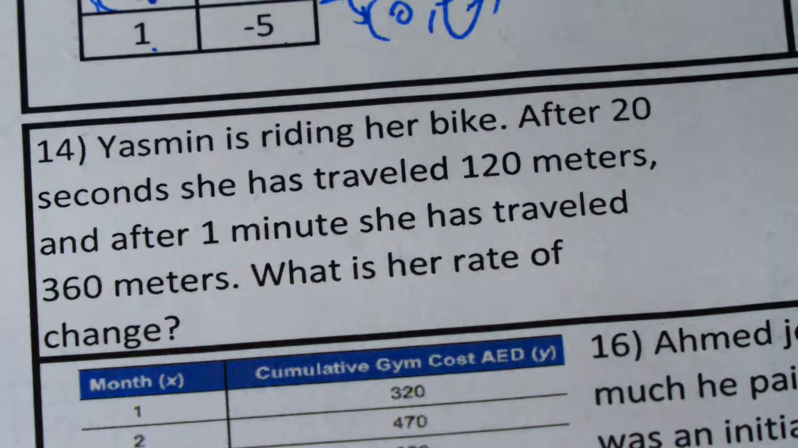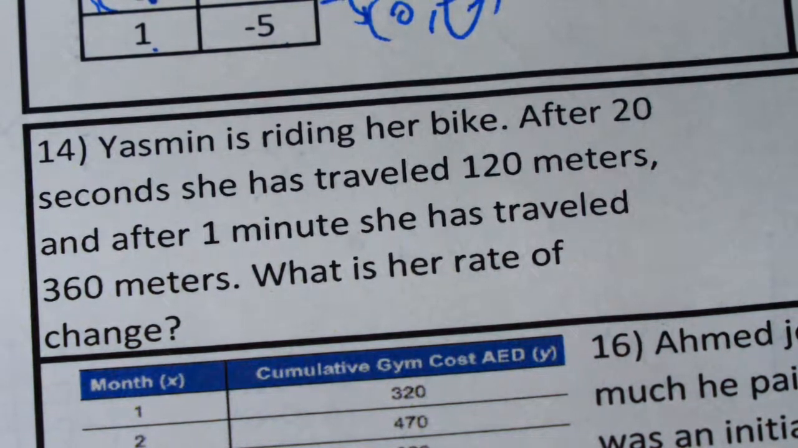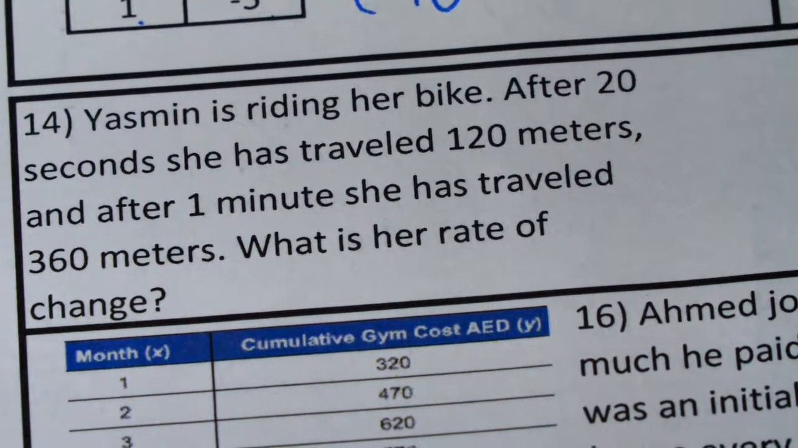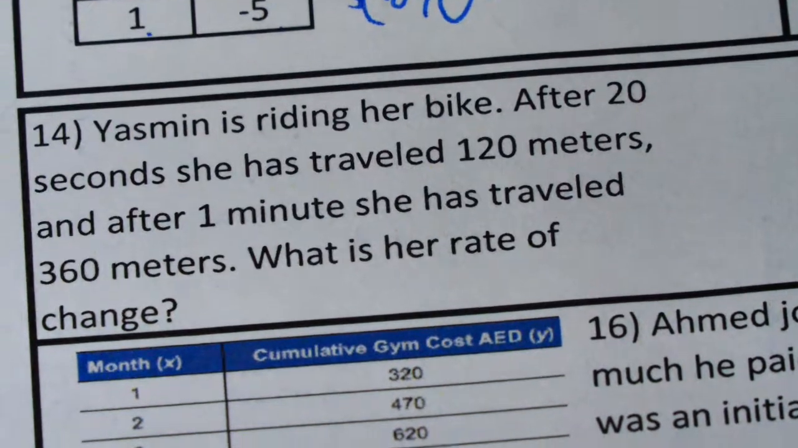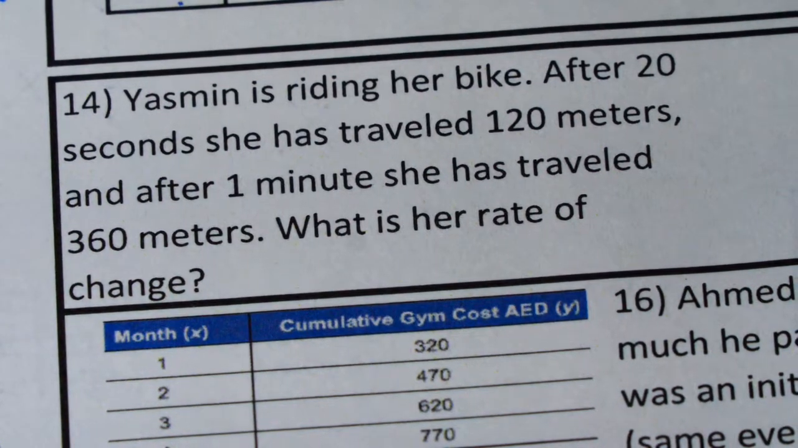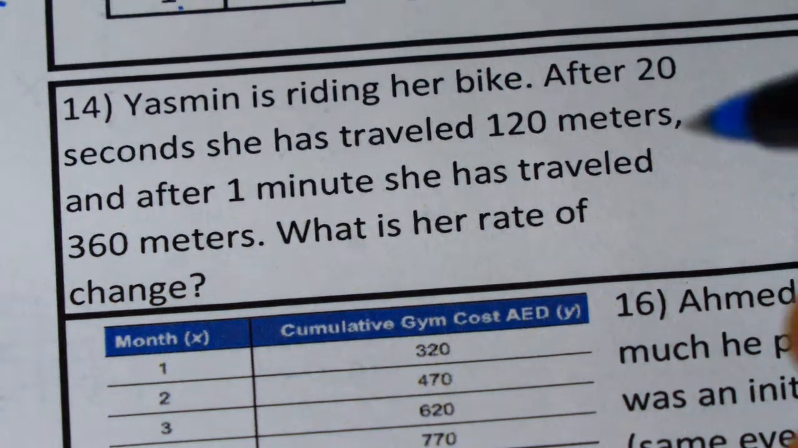Okay, the final part of this topic, we are going to look at worded questions. Okay, so question 14, Yasmin is riding her bike. After 20 seconds, she has traveled 120 meters. And after 1 minute, she has traveled 360 meters. What is her rate of change?